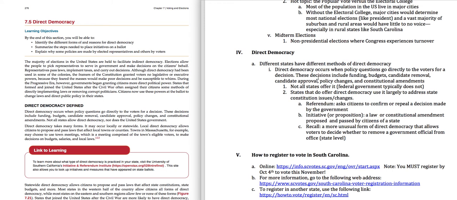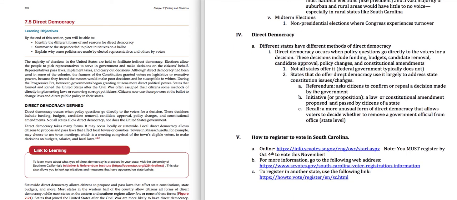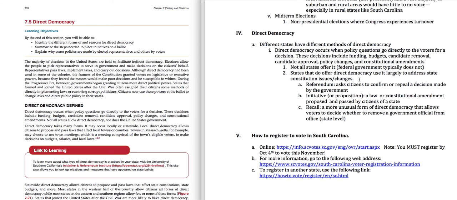These decisions typically include funding, budgets, candidate removal, candidate approval, policy changes, and constitutional amendments on a state level. Not all states offer it, and the federal government typically does not. States that do offer direct democracy, basically saying, hey, we're thinking about legalizing marijuana. What do you guys think? That can be put on the ballot. That's direct democracy. They use it largely to address state constitution issues and changes.